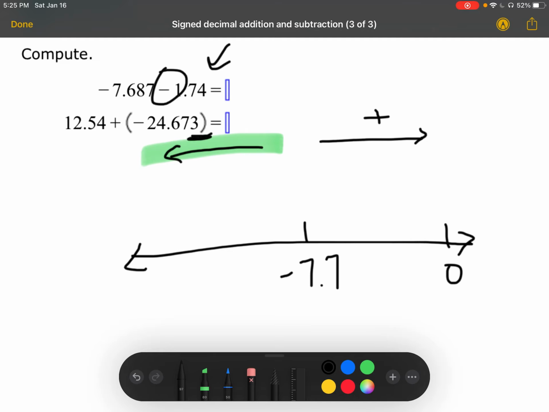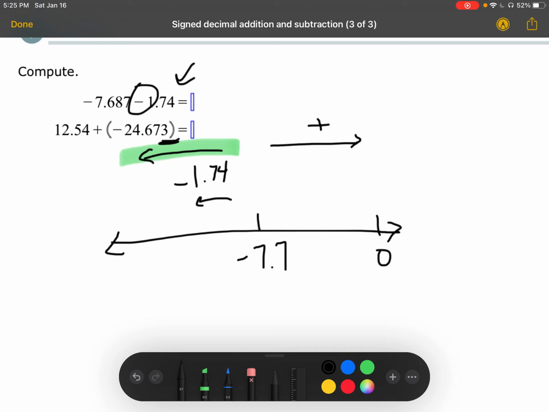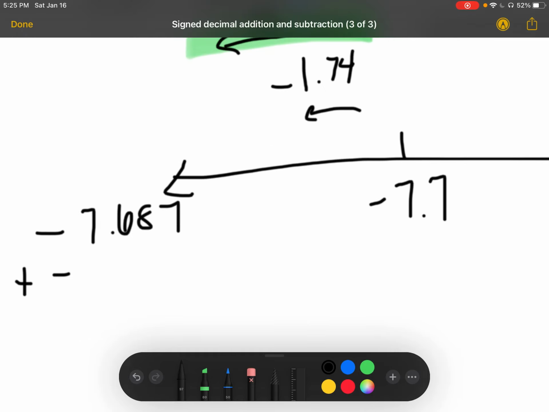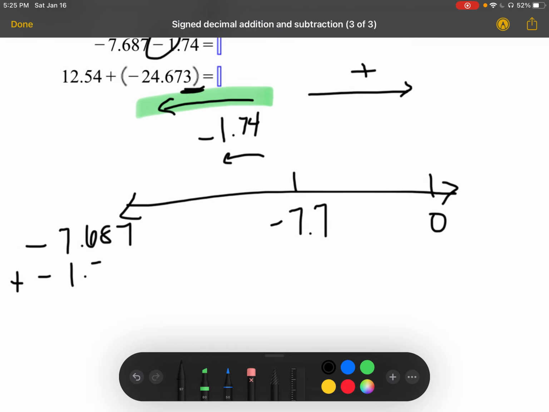So when I move that number, we are going to become more negative. So I'm going to move this way 1.74. When we think of it like it's getting more negative, I want you to think of negative 7.687 becoming more negative, that's why I'm putting that addition sign right there, negative 1.74, okay? So we'll add it up, 7, that's a 1, oops, the 7s can't do math today. Who would have thought? Okay, and 9.